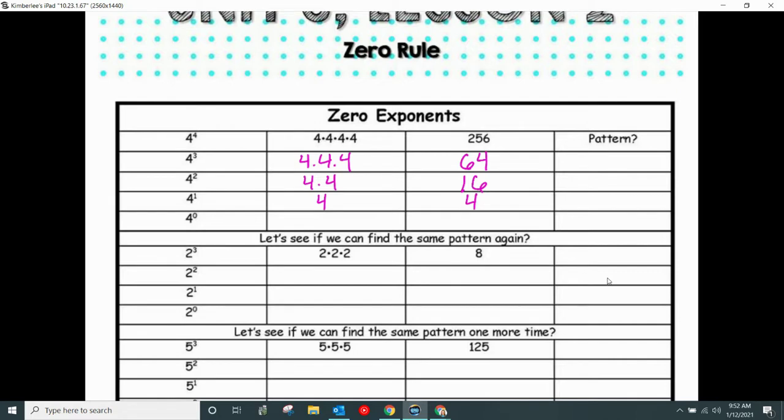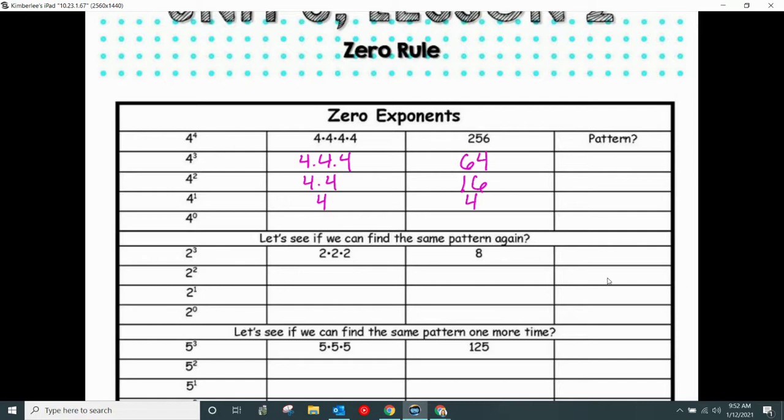Well, now we're trying to figure out what is 4 to the 0 then. Wait a second. I don't know. How many 4s am I supposed to write down? How many am I supposed to multiply times themselves? Well, 0, right? But does it equal 0? Am I supposed to write the number 0 down? Well, let's see if we can figure out what's happening over here on the side. Let's see if we can find a pattern.